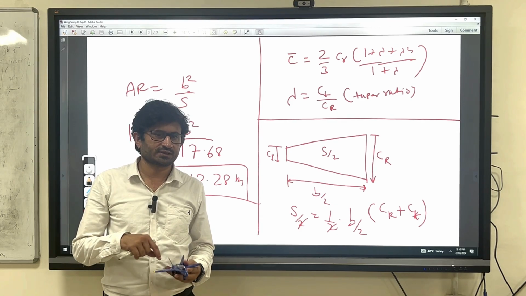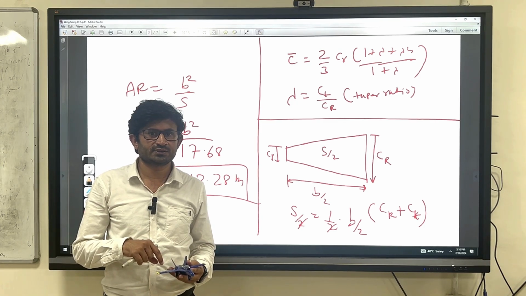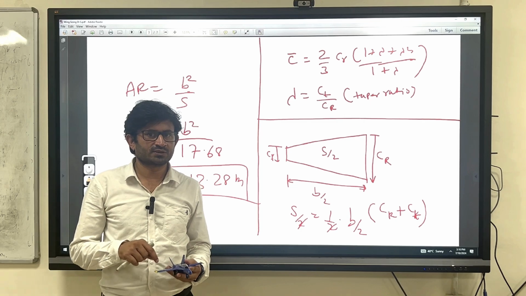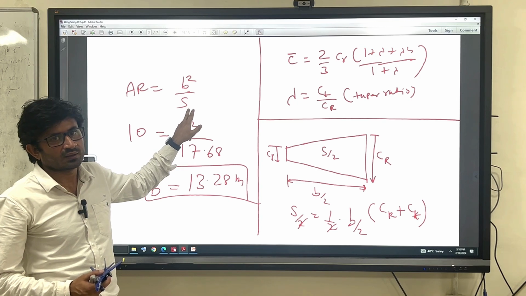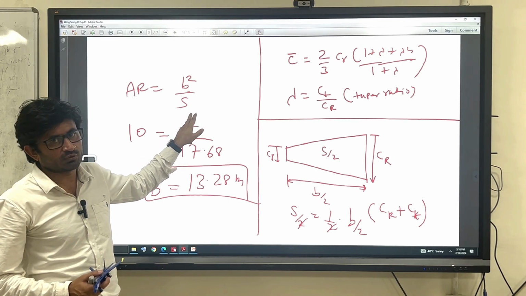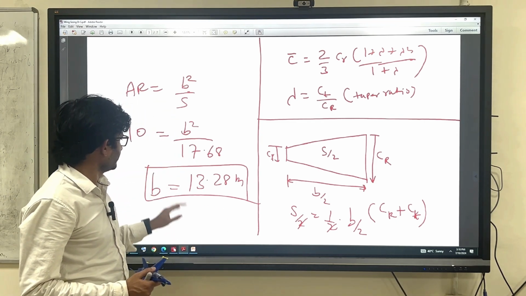Okay, and aspect ratio is the ratio of two sides. One side I am considering as b, and another side I am considering as c, and if you divide by c and multiply by c, you will get b square divided by bc. b into c you can denote as the wing area, the equivalent wing area. Okay, now b we have found out.